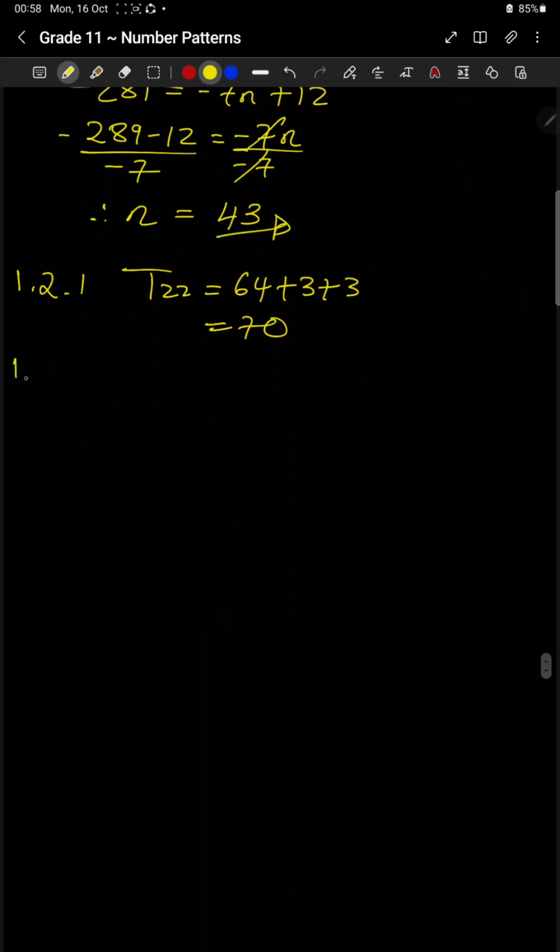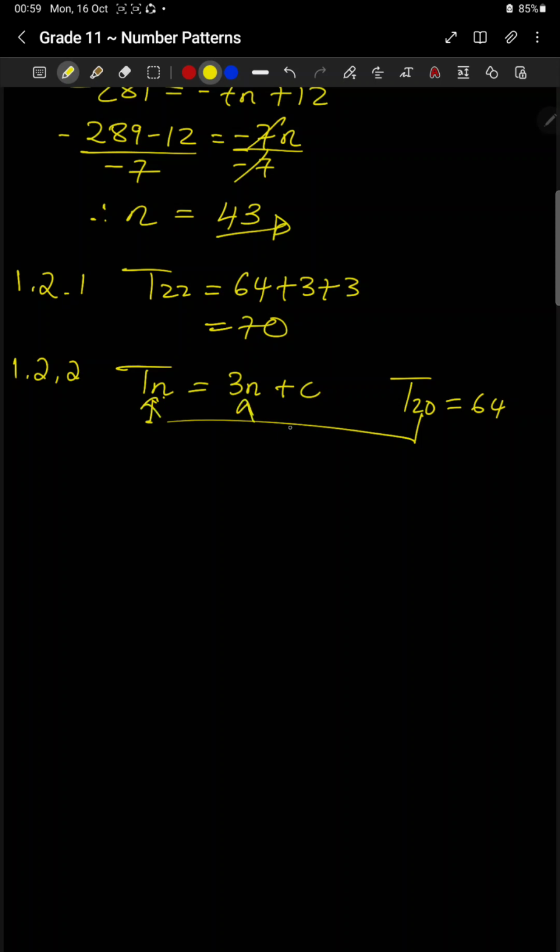So that is 1.2.2. So we can say now Tn is equal to 3n plus c, and then now we can use the fact that T20 is given to us as 64. Then in the place of n here we can put 20, and in the place of Tn here we put 64. So to find c, let's do it in that way. So it must be 64 is equal to 3n into 20 plus c.